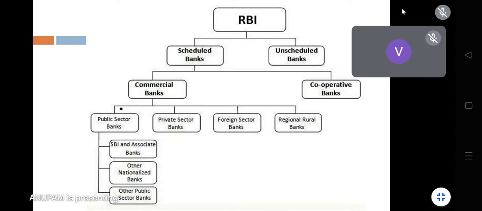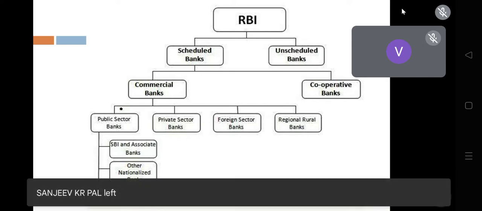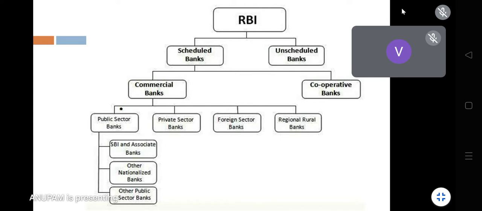Yes, sir. Okay. So can anybody tell me what is the main difference between scheduled and unscheduled? The scheduled is large, but unscheduled is smaller. Smaller banks may be looking after 1 or 2 villages. Very small, so they cannot follow the guidelines and rules given by the RBI. So intentionally, it has been kept outside the control of RBI.